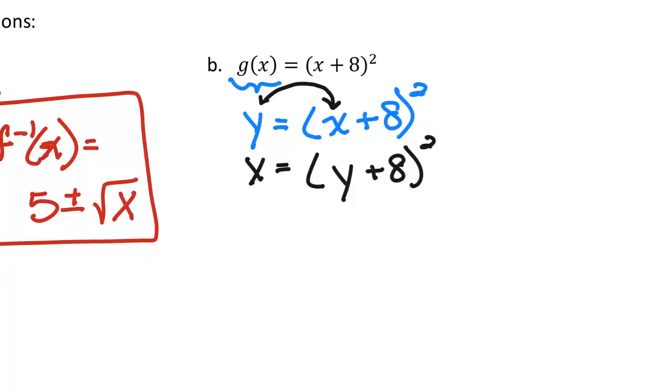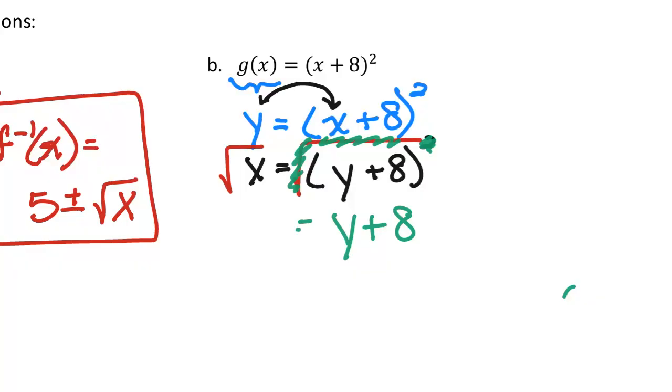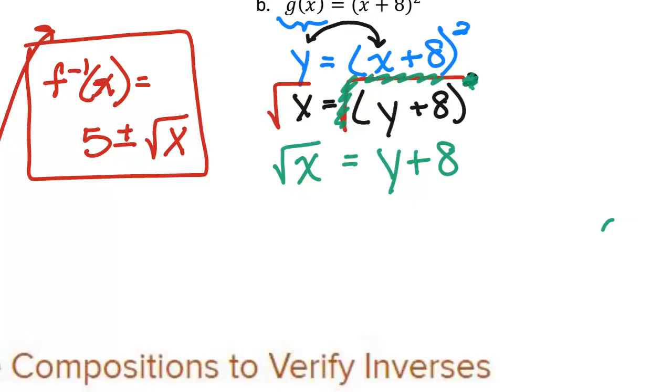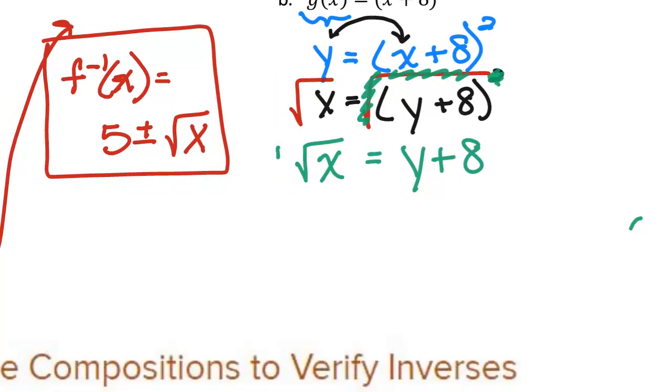Well, how do I undo that squared part? I need to take the square root, which means I need to take the square root on the other side. So when you take the square root of something that is squared, that cancels everything out. And so I have just y plus 8 on the right is equal to the square root of x. Now remember, that square root of x has to show the positive and the negative amounts.